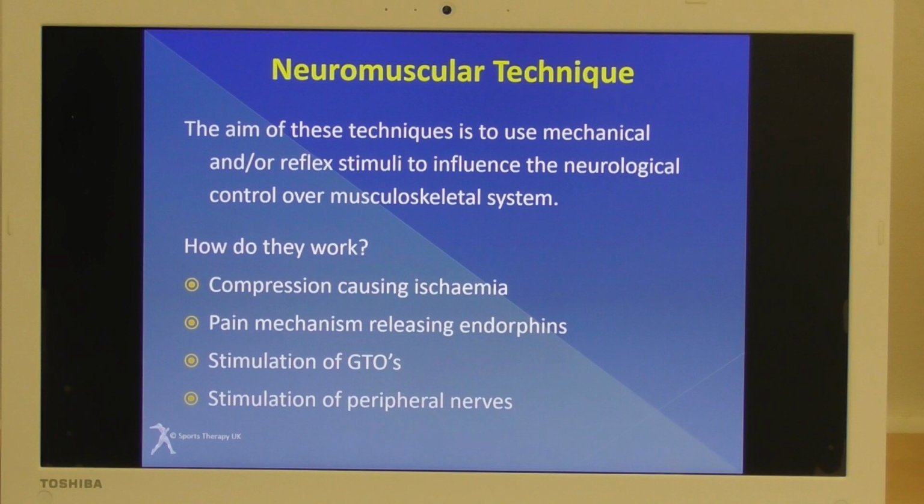So we've got compression causing ischemia. Ischemia meaning lack of blood, so remember that compression. As we apply pressure, fluid is being squeezed out of that trigger point or tender point underneath. Pain mechanisms are releasing endorphins because this can be quite uncomfortable, so the body will release endorphins to deal with that. Then the stimulation of GTOs, because we will be holding for longer than 6 seconds, so we can't get away from that. And then the stimulation of peripheral nerves, and that's the nerve endings that lie very superficially in the skin.